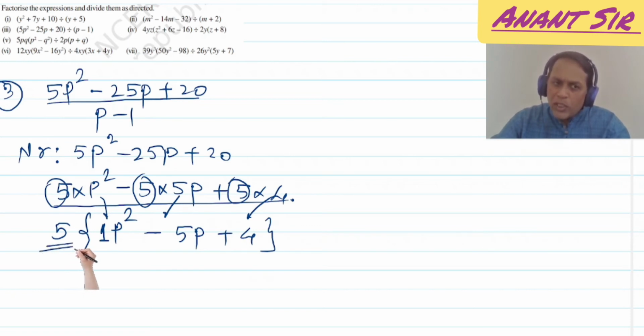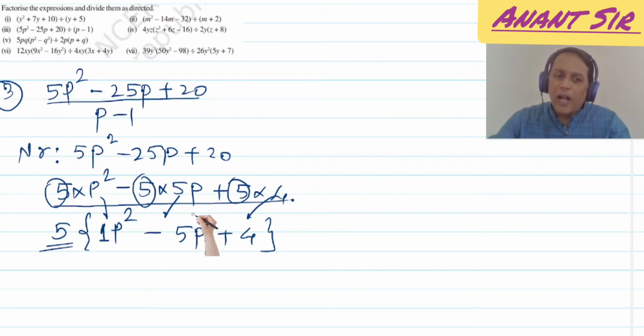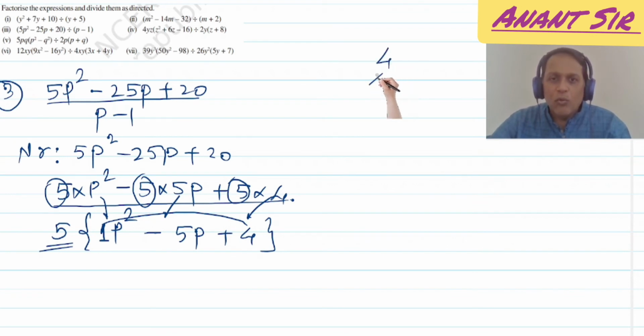So forget about this 5. We have to just write it as it is. We have taken 5 common, and we have to solve that bracket, the quadratic polynomial. So 4 times 1 is 4. We have to find pairs whose multiplication is 4.